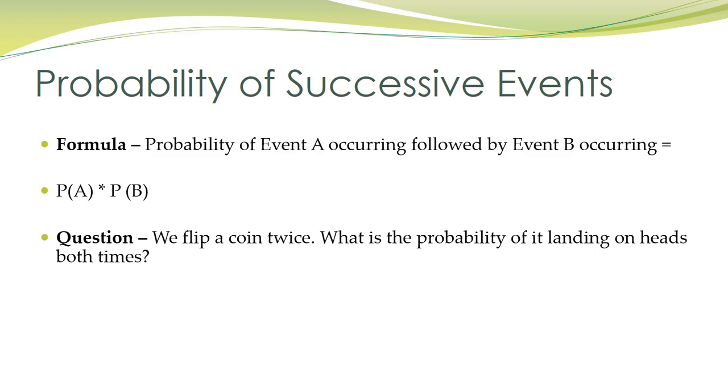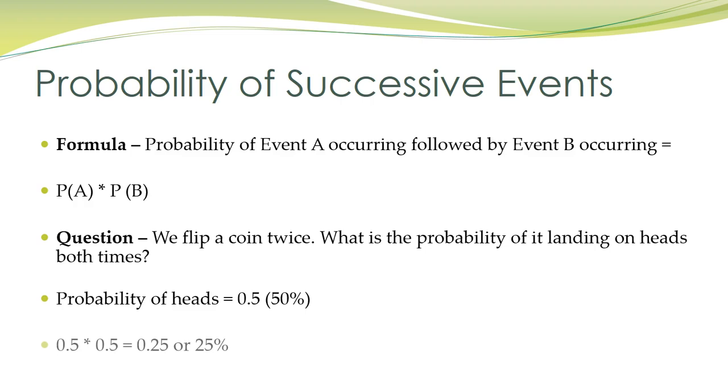Hopefully we know that it's 50%. It's going to land on heads 50% and tails 50% of the time. So probability of heads, 50%, expressed as a decimal, that is 0.5. And we also know that the probability of it landing on heads again is still the same. It doesn't change, by the way. This is a common fallacy regarding probability.